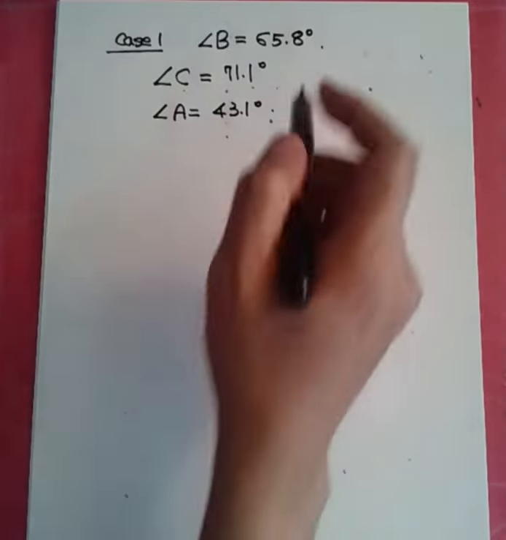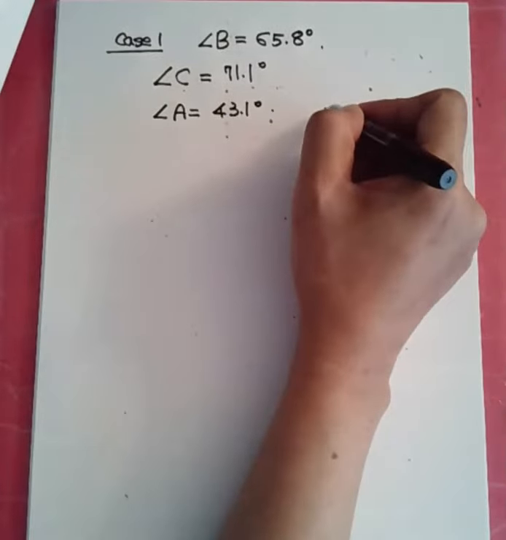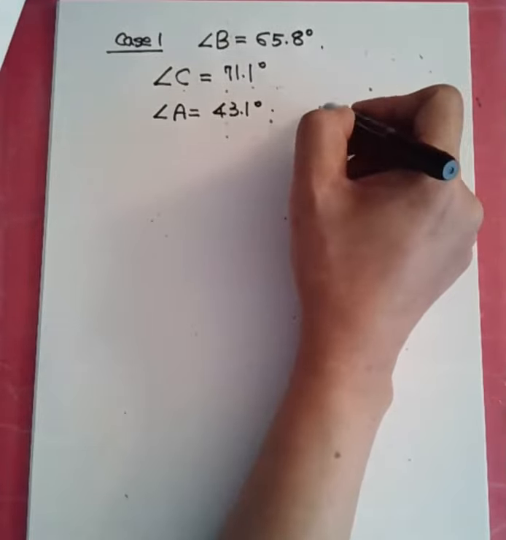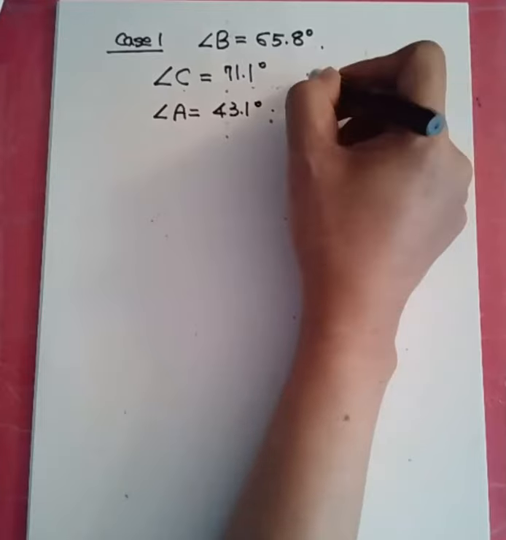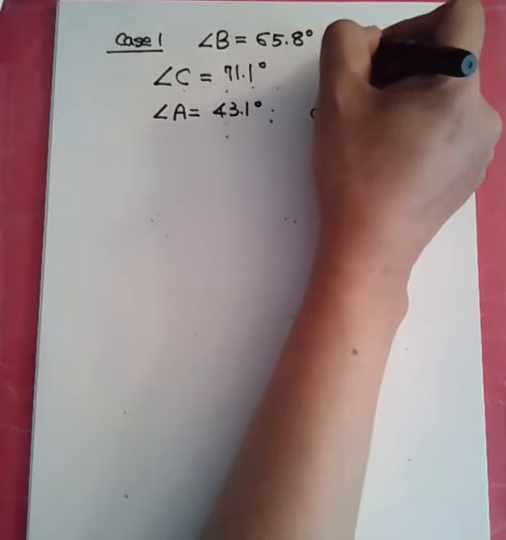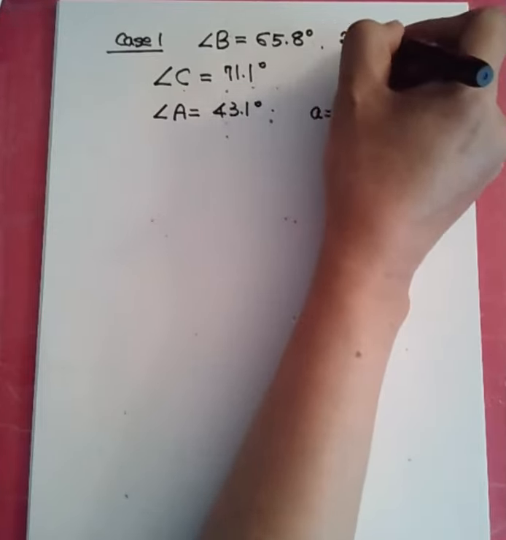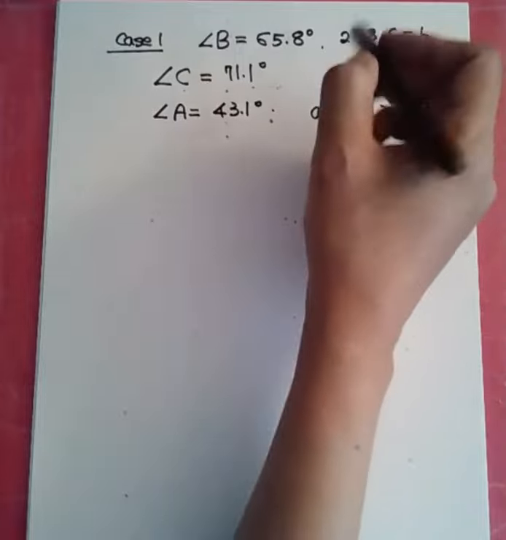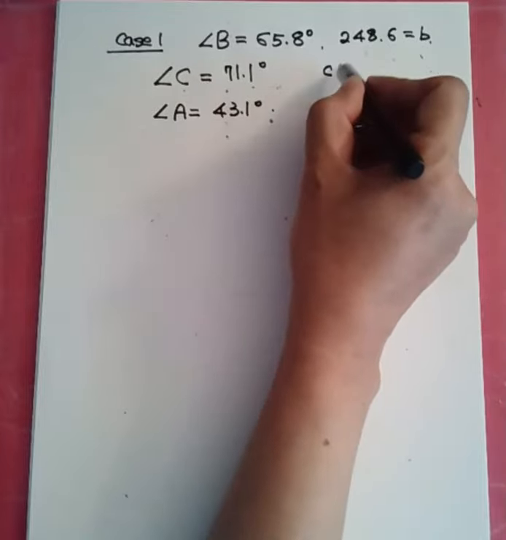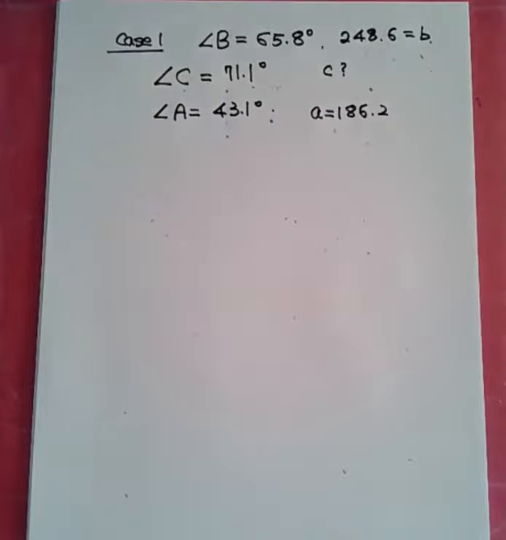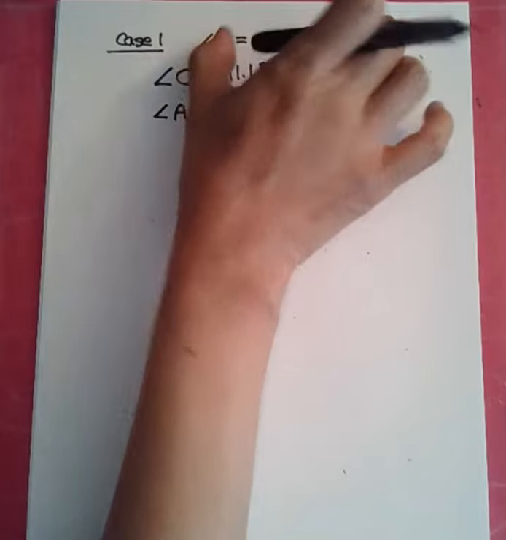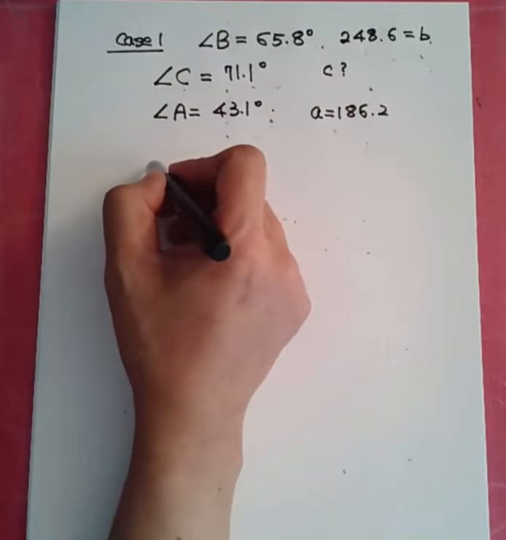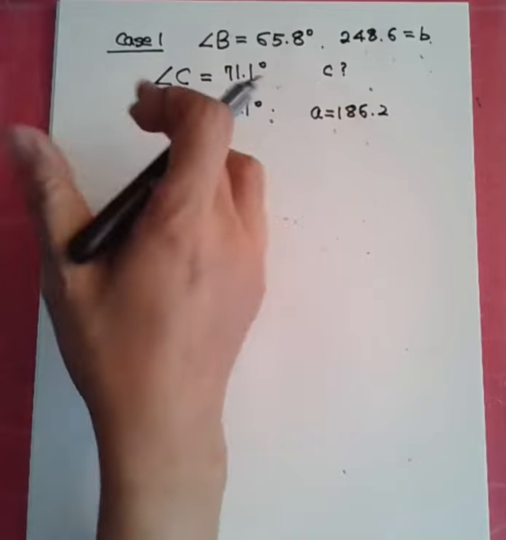We also know the side length A, that is 186.2, and the side length B was 248.6. So all we have to do is find the side length C. You can choose either this pair or this pair, it doesn't matter, but I will decide to choose this pair to solve the problem.